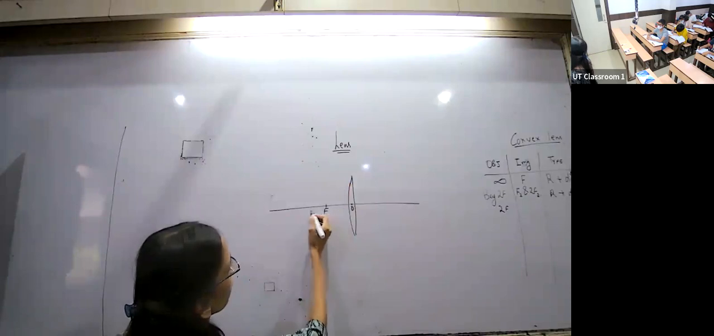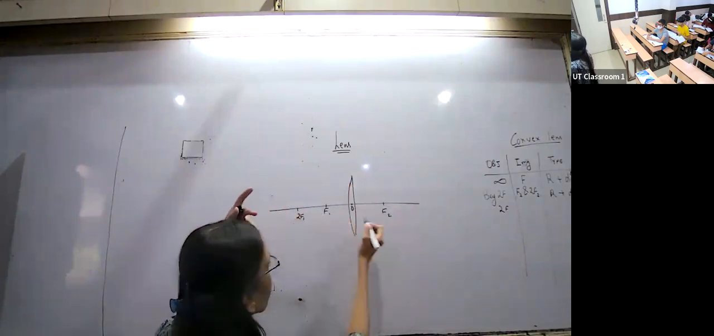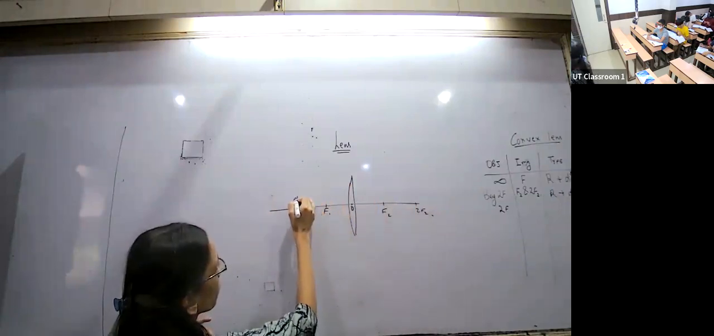And this is F, this is 2F, this is again F2, F1, F1, this is 2F2. My object is at 2F. Yes, will you draw it? Yes. Now draw it again.